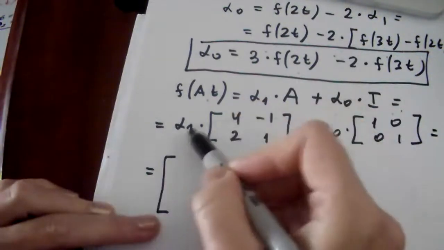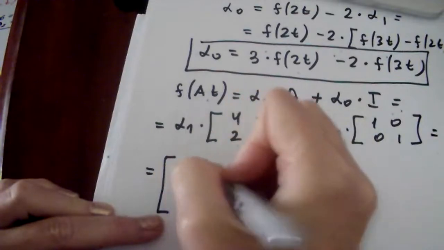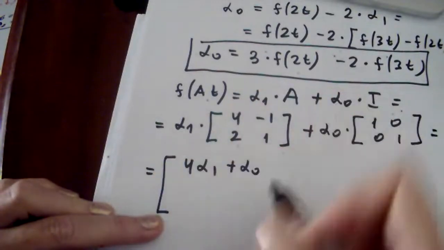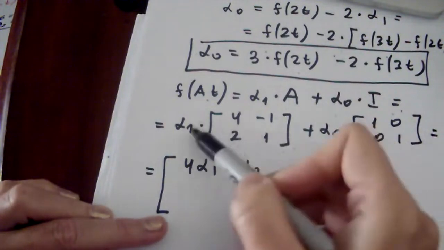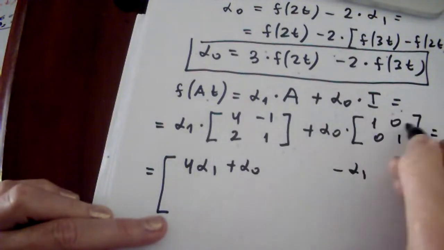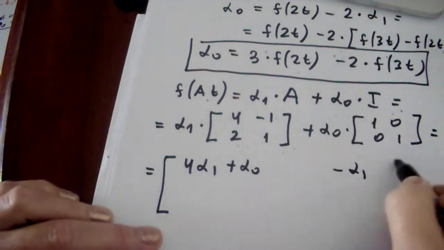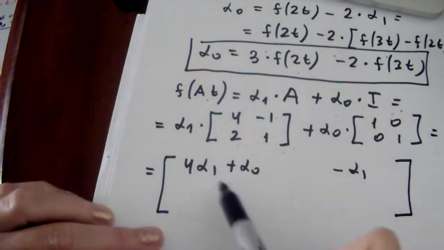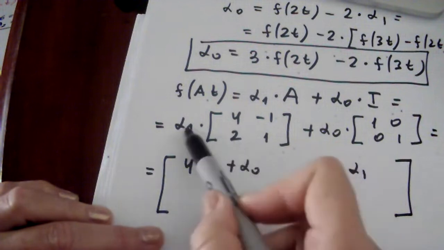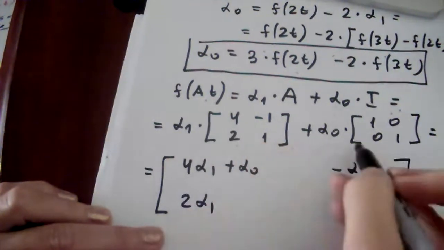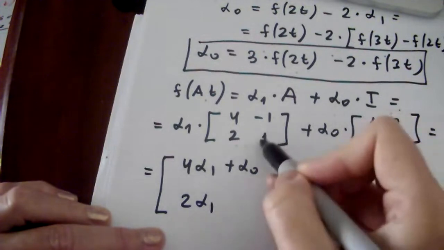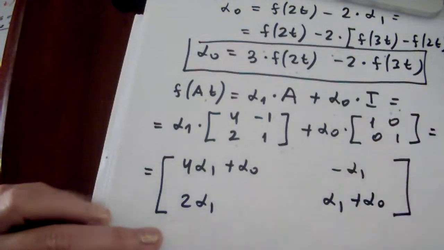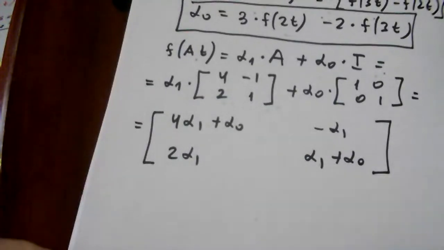Okay, let's try and concentrate. So it will be 4 alpha 1 plus alpha 0 from here. So this is the left top element. Okay, let's move to this element. It will be minus alpha 1 plus nothing plus 0. So that's it with the first row. So what about this element? It will be 2 alpha 1 plus nothing, because plus 0 here. And finally, the last element will be alpha 1 plus alpha 0. So this is like a general expression for our result.